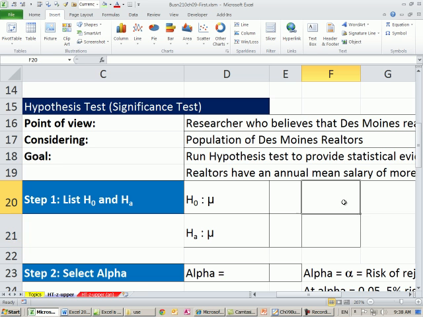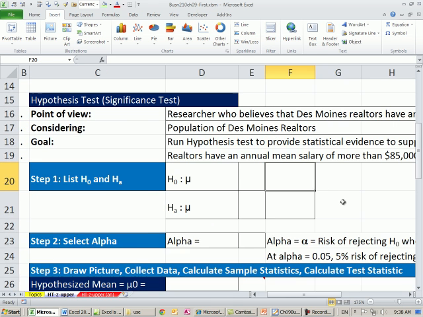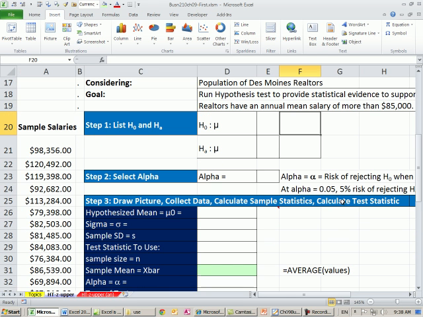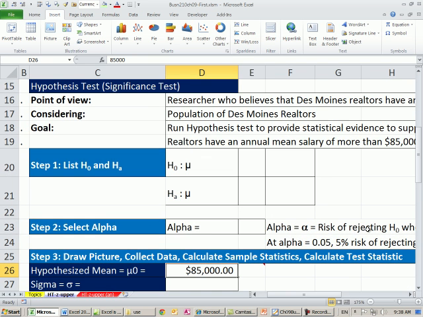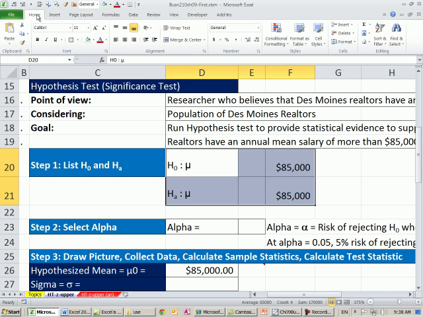hypothesized population mean. Now, I'm going to scroll out a little bit. The hypothesized mean is right there, so I'm going to put 85,000. I have that formatted as currency there. All right, so these two values out here are always going to be 85,000. So to make it easy on yourself, you can just always write this. There it is. It's right there.